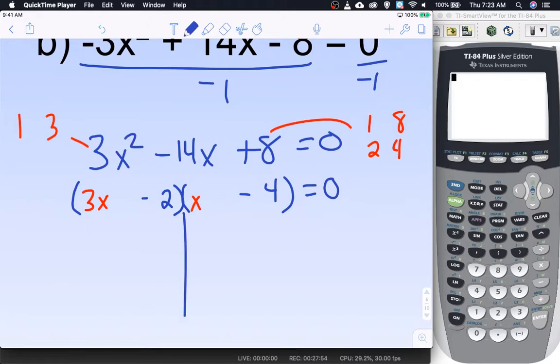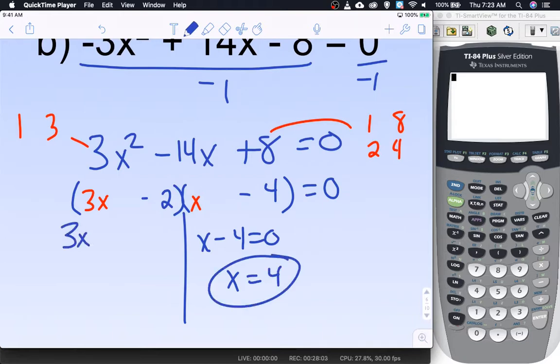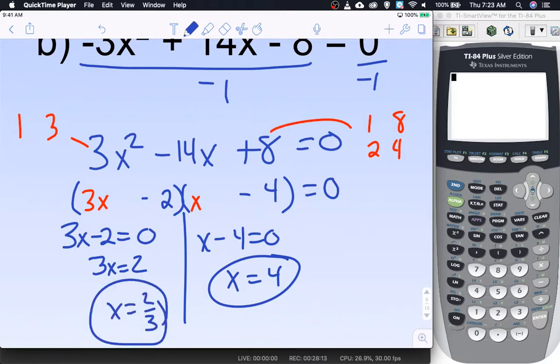And then we solve. X minus 4 equals 0. Add 4 to both sides. Solution. 3x minus 2 equals 0. Add 2 to both sides. 3x equals 2. Divide by 3 on both sides. X equals 2/3. If you want, you can show the +2, divide by 3, divide by 3.